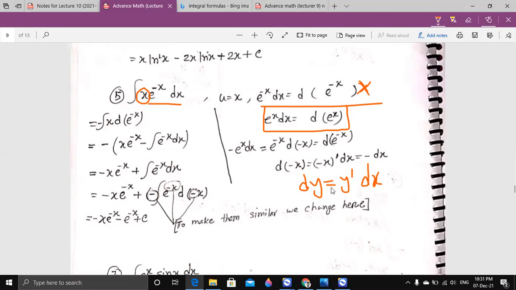We know that dy is equal to the derivative of y times dx. So e to the power x dx will be d of e to the power x, because if you calculate the derivative of this function multiplied by dx, the derivative of e to the power x is also e to the power x, and then dx. From this formula we can write e to the power x dx is equal to d of e to the power x. Am I right?